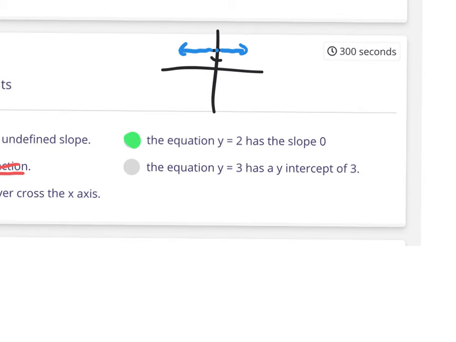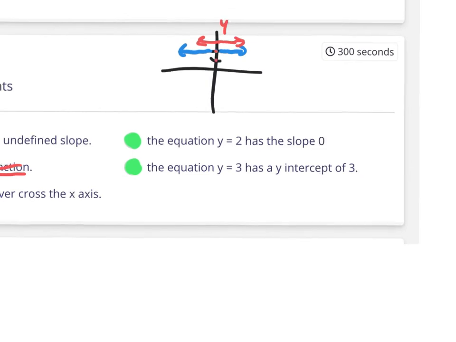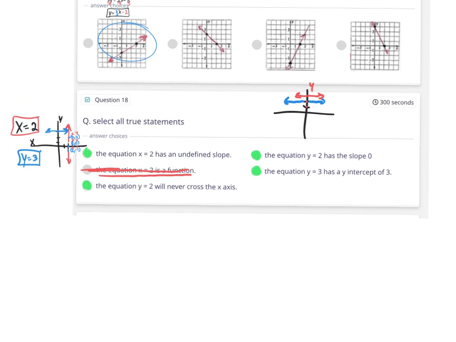The equation y equals 3 has the y-intercept of 3. How do you graph y equals 3? You go to the y-axis, you go to the value of 3, 1, 2, 3, and you draw a flat line. Okay, now does that have a y-intercept of 3? Yes, it does. So that would be an answer. Also, this red line does cross the y-axis at 3. So those are all the true statements, all of them except that one.